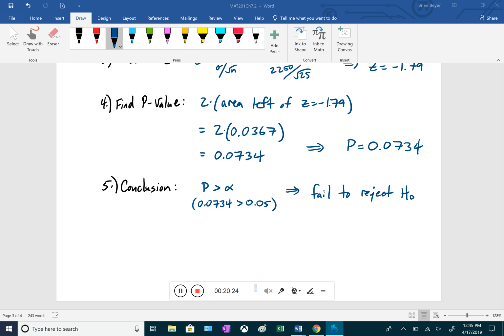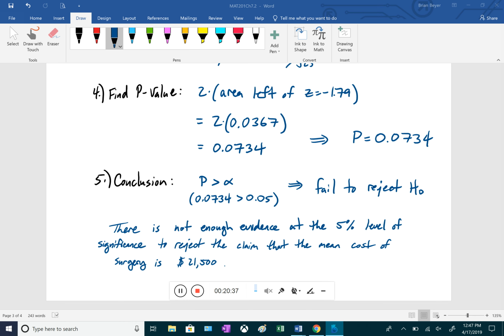So for this one, if we fail to reject, what we can say is there is not enough evidence at the 5% level of significance to reject the claim that the mean cost of surgery is $21,500. So we failed to reject the null, so that means there's not enough evidence at that significance level to reject the null because the claim was the null. So there's not enough evidence to reject the claim, and then I just repeated the claim in terms of the original problem, that the mean cost of surgery is $21,500.